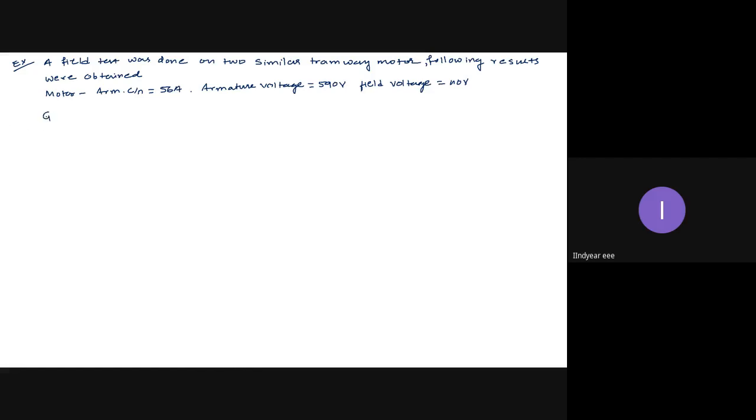So for the generator, armature current 44 amps. Armature voltage 400 volts. Field voltage 40 volts, or field voltage drop you take. Field voltage drop 40 volts. Armature resistance of each machine is 0.3 ohms. Find the efficiency of motor and generator.